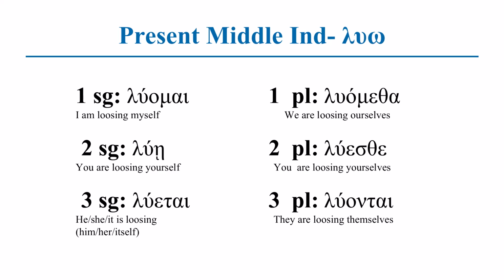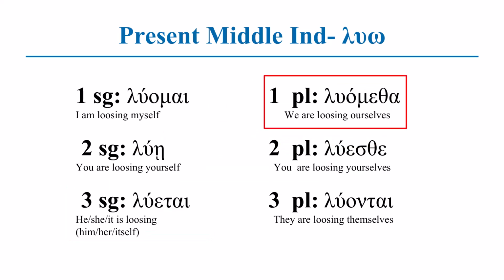Let's look at the paradigm. In the first person singular, you have luomai, and the translation is, I am loosing myself. The subject is doing the action for themselves or on themselves. In second person singular, you have luei. Translation is, you are loosing yourself. Third person, you have luetai. Translation is, he or she or it is loosing himself or herself or itself. You have to show all those things when you're translating.